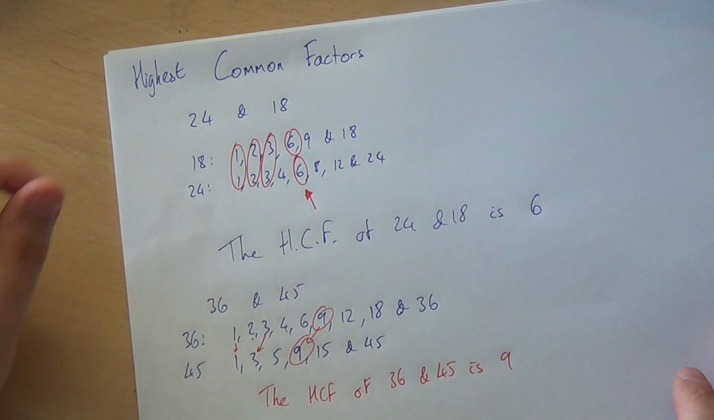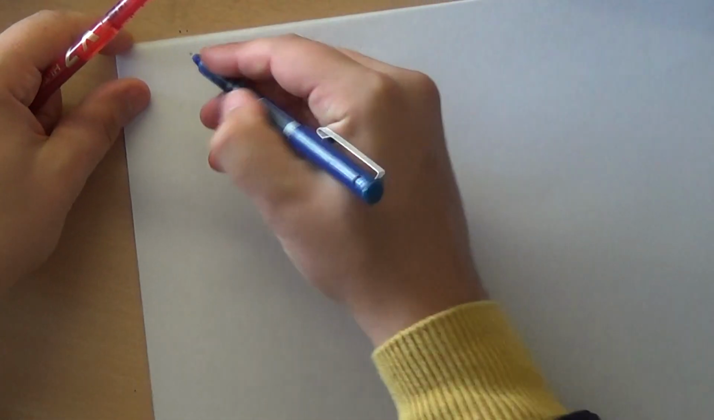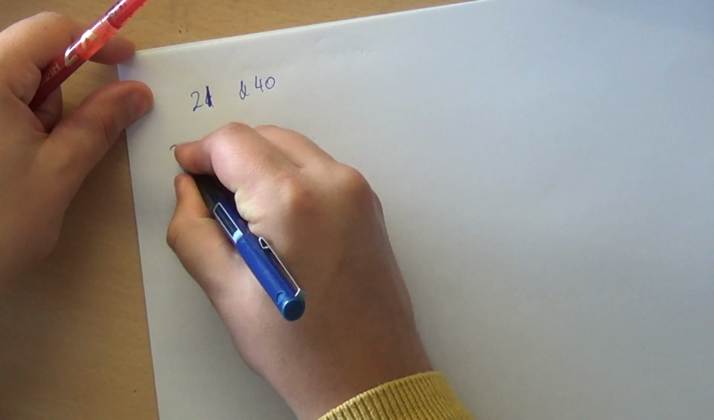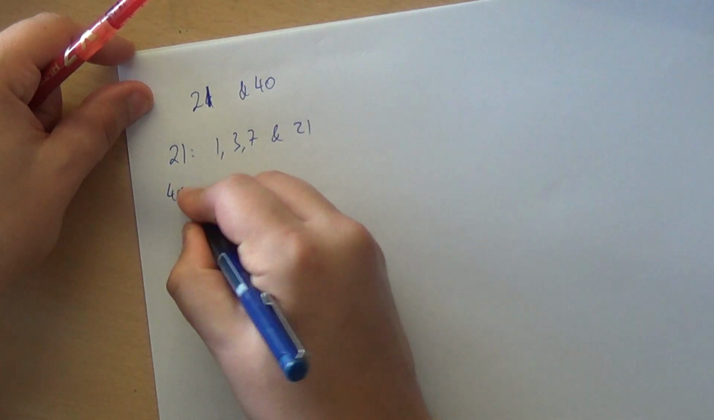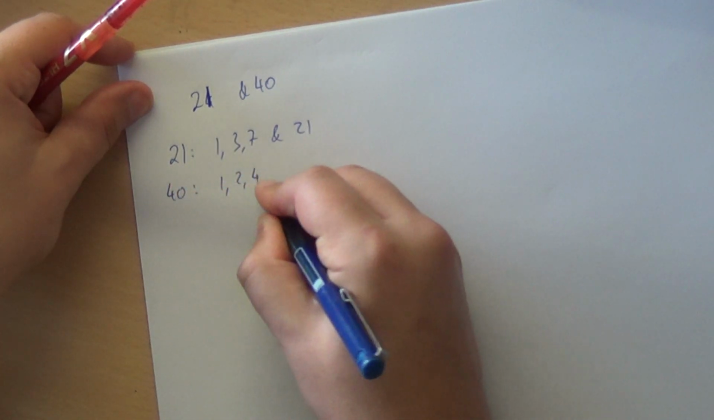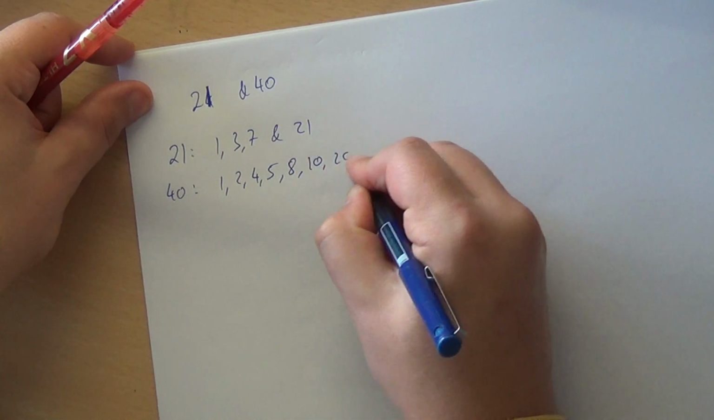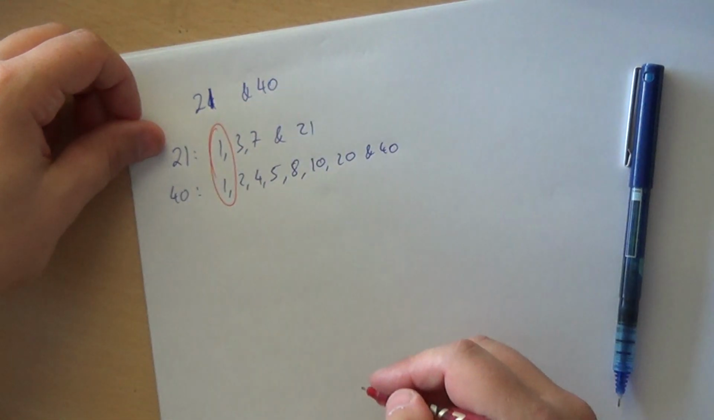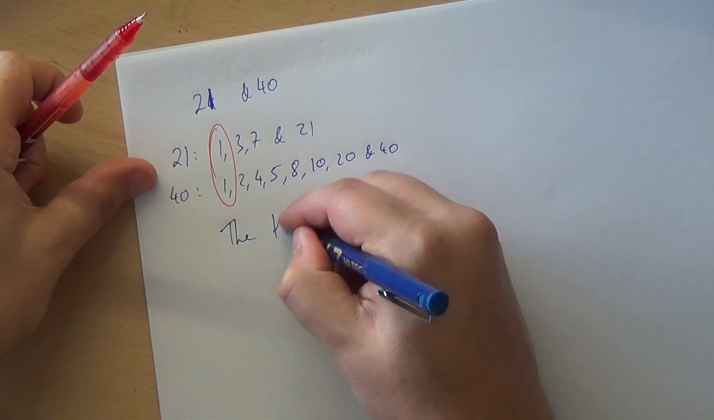So that's normally how these things work. You write out both lists and you find the thing they share. But sometimes it can get a little bit tricky. If we look at 21 and 40, the factors of 21 are 1, 3, 7 and 21. The factors of 40 are 1, 2, 4, 5, 8, 10, 20 and 40. The only thing they share is 1. So even though 1 is always the lowest common factor, sometimes it is the highest.